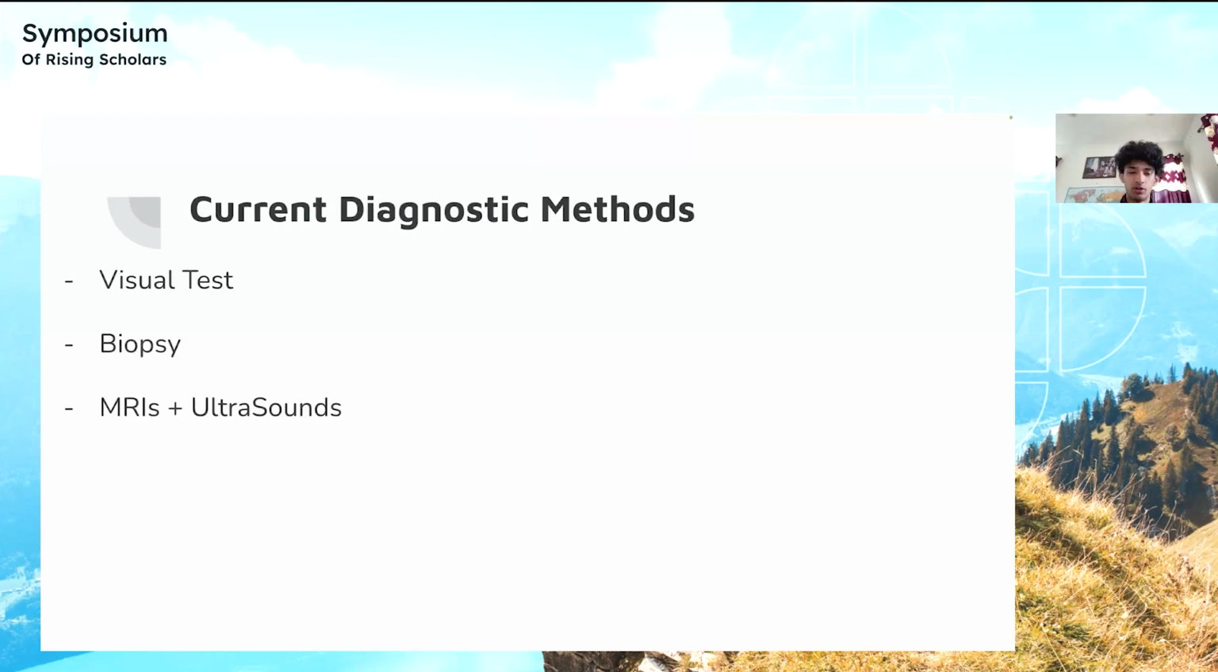Now I'm going to go over current diagnostic methods. As mentioned, early diagnosis of melanoma is crucial for a patient's survival, and the first step is to do a visual test. Usually doctors do this. If melanoma is suspected, a biopsy will be performed. In the biopsy, a portion of skin is removed and tested. Based on the results from the biopsy, the doctors will confirm the presence of melanoma and determine its stage. Further testing, such as MRIs or ultrasounds, may be done to assess the extent of the cancer.